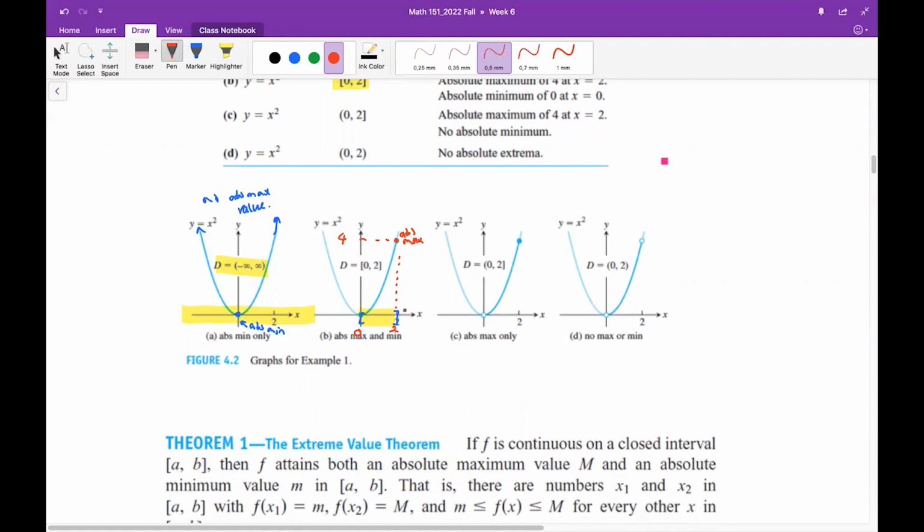It is attained at this endpoint 2. And this is the absolute minimum value, which is 0, and it is attained at the left endpoint 0. Okay, so you see the difference when we change the domain from minus infinity to plus infinity to this restricted one. Then your function obtains its absolute maximum value.